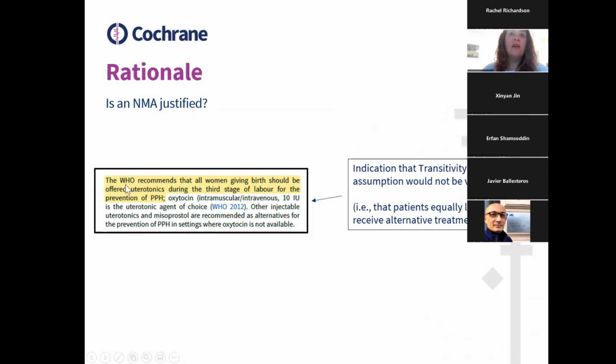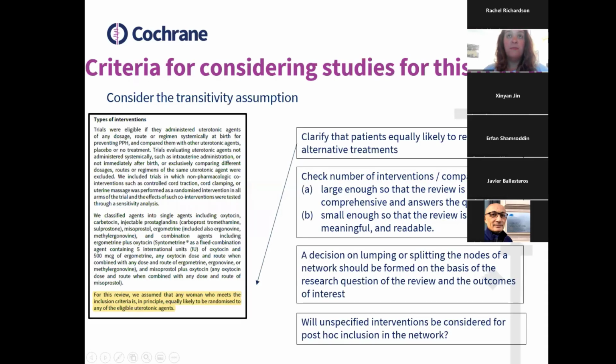Okay, another part was the WHO recommends that all women giving birth should be offered uterotonics during the third stage of labour for the prevention of postpartum hemorrhage. So this is also bringing in the transitivity assumption, so that women could have received any of the different uterotonics, and the participants are equally likely to have received any of those different interventions.